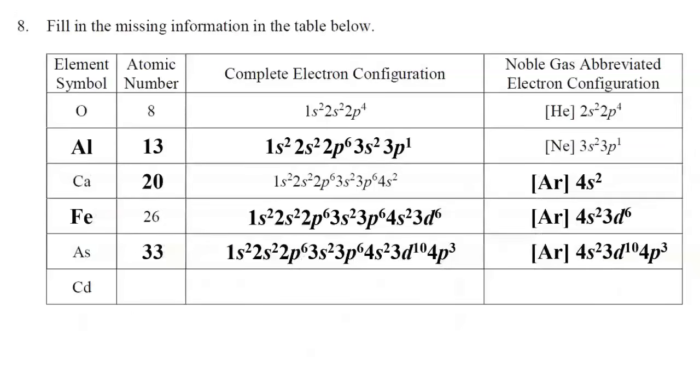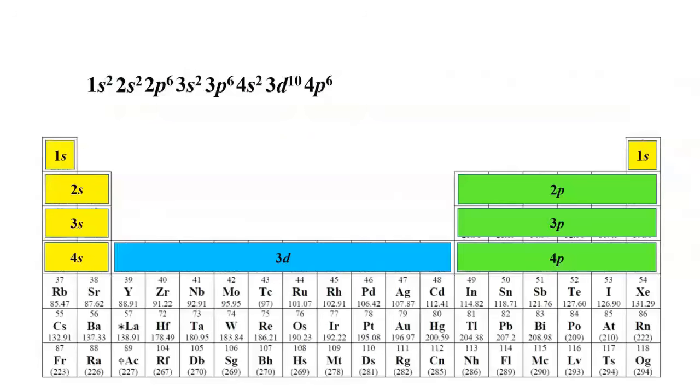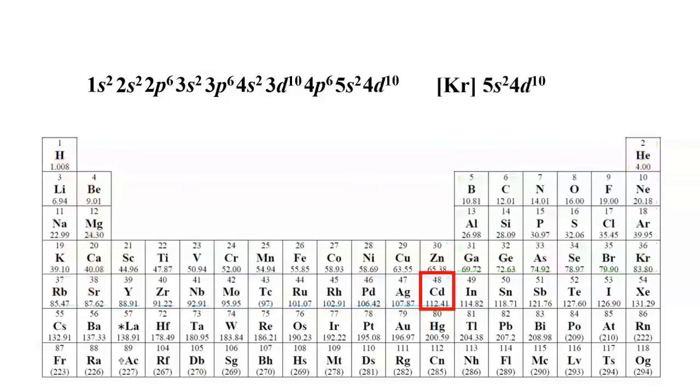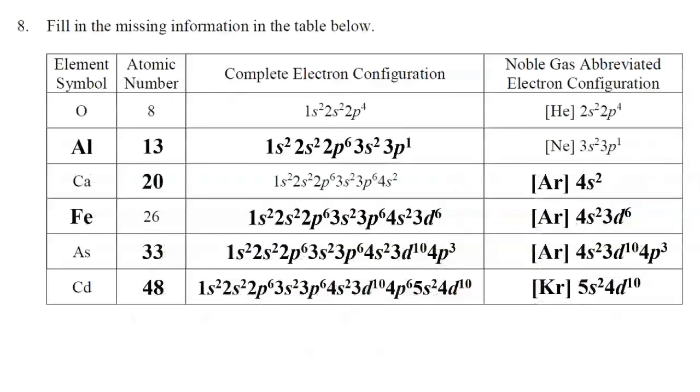Then now we get to cadmium, which is atomic number 48. So going to the fifth period of the periodic table, that would be 5s2, and then 4d10. That's where cadmium is located. So there's the complete electron configuration, and then there's the abbreviated configuration, putting the noble gas krypton in brackets, followed by that last portion, 5s2, 4d10. Okay, so there are the answers to the missing information in the table for question 8.